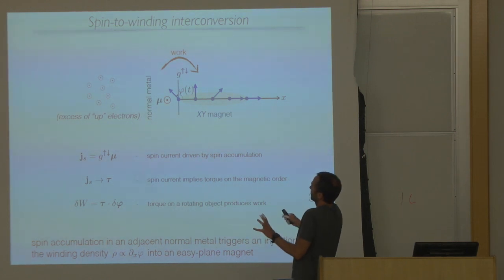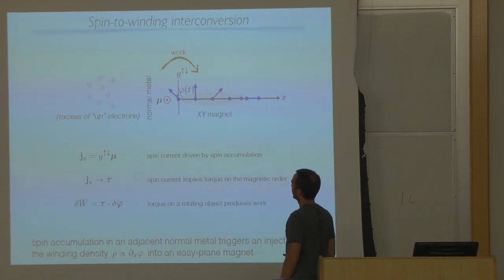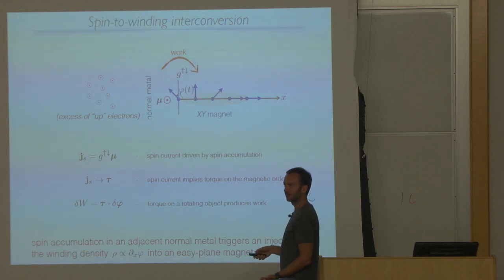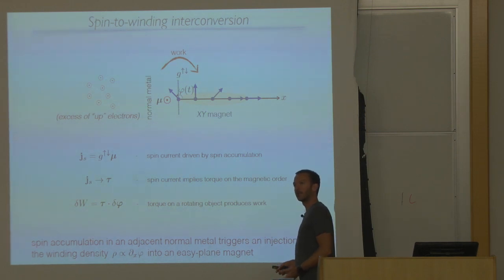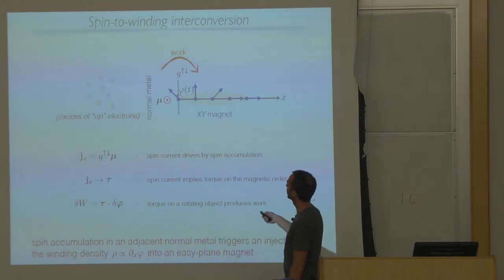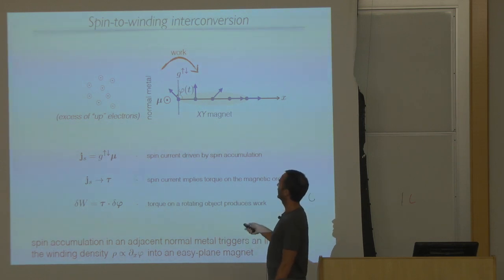But let me pretend that, just based on this geometrical analogy, we can anticipate that injecting the winding can be accomplished simply by subjecting the end of this magnetic wire to some excess of spins. Some non-equilibrium density of spin. How do we produce that non-equilibrium density of spins? We'll discuss in a second, but let's just suppose that those spins are carried by electrons, so these are spin-1/2 particles, and I have an excess of them. That excess is called spin accumulation.